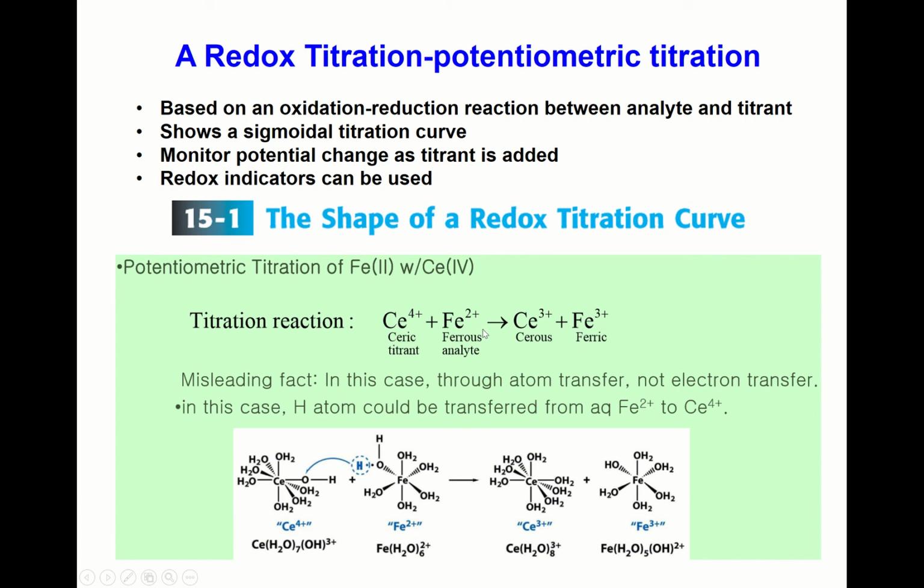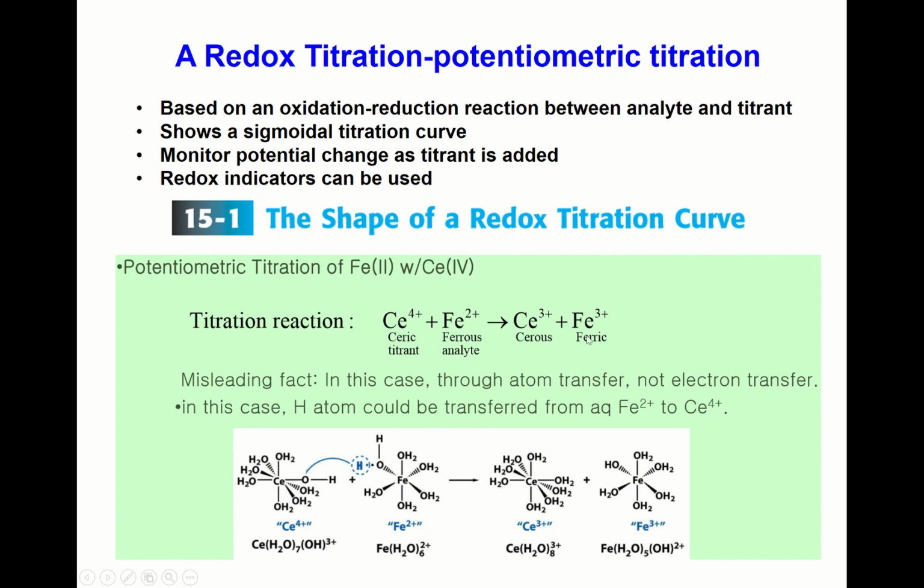One electron comes out of this ferrous ion and goes into the ceric titrant. This is the titrant. So you first prepare the standard solution of ceric ion, and then you put that solution into the burette and you begin to titrate. Okay, you begin titration.